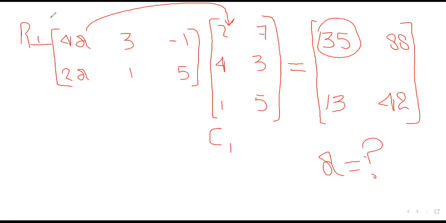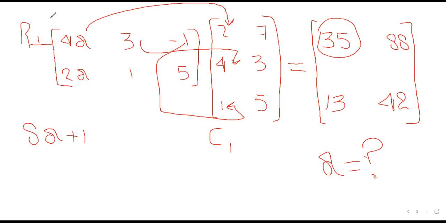So 4 into what? Can you multiply this? 4A into 2, then plus 3 into 4, then plus minus 1 into 1. So this will be 4 multiplied with this A, and the last one will multiply by the last entry. So we will get 8A plus 12 minus 1 first entry, so that must be equal to 35.